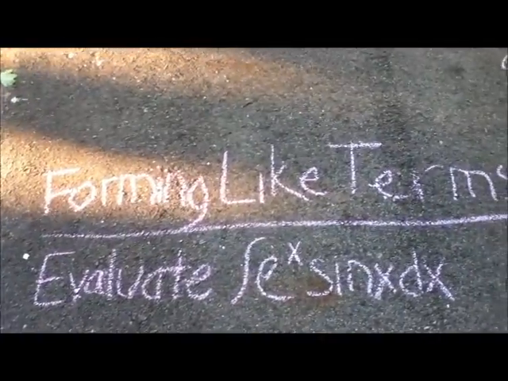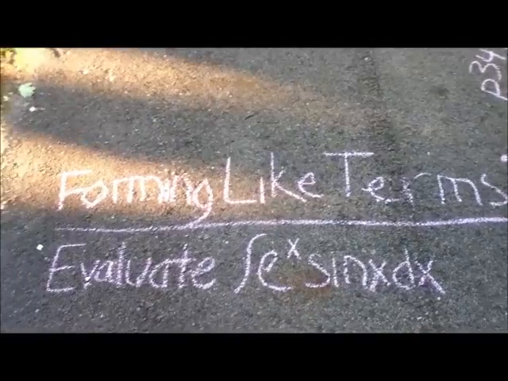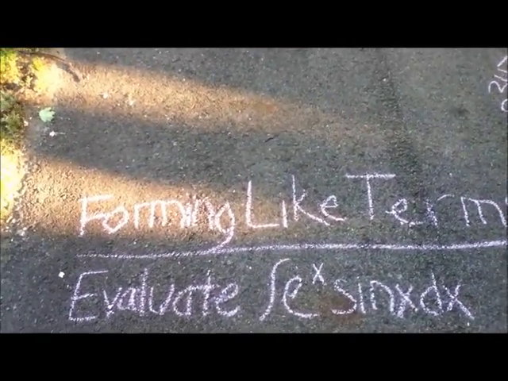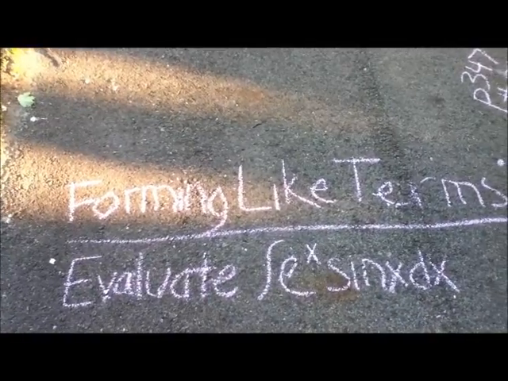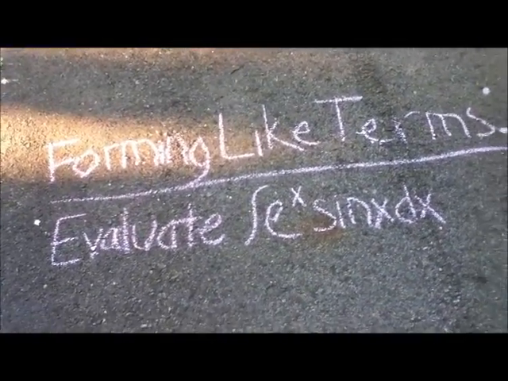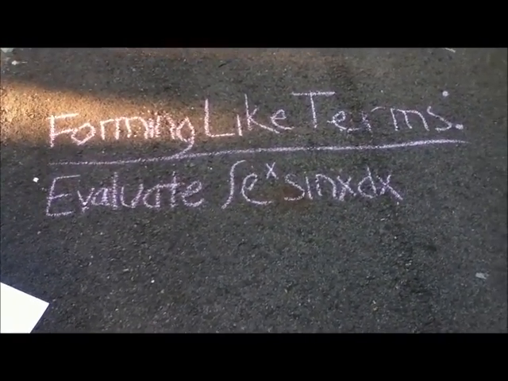Now, forming like terms. Sometimes doing the u and v substitution just doesn't work. You never forget a simpler integral and you just got to keep going. So instead what you want to do is make another integral like the original and combine the like terms. So we will be evaluating the integral of e to the x sine of x dx.